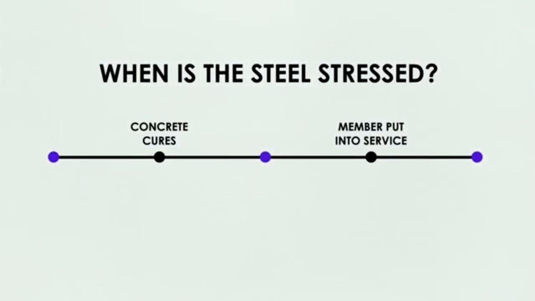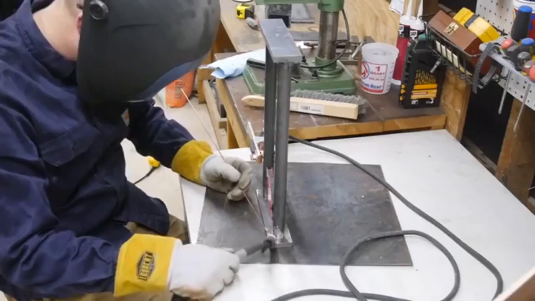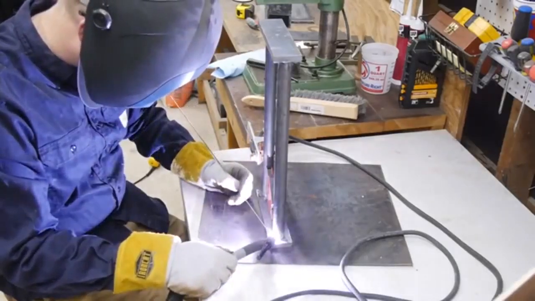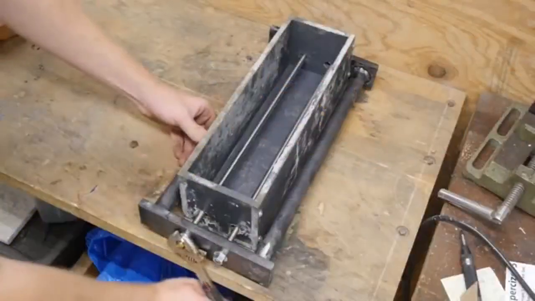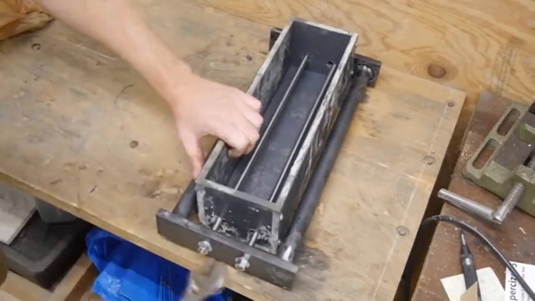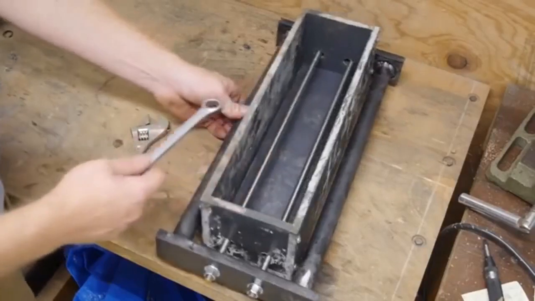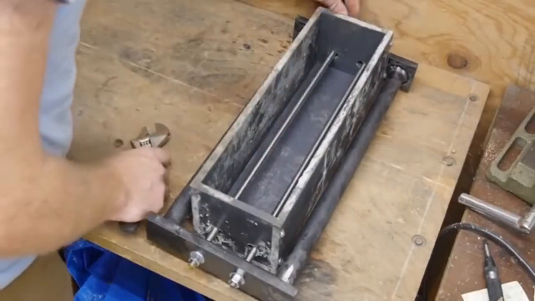It's pre-stressed because the steel is stressed before the member's put into service, but pre-tensioned because the steel is stressed before the concrete cures. To make this work, I had to build a little frame to go around my concrete beam. This frame will hold the steel in tension while the concrete cures. I installed threaded rods through the mold and frame, and then tensioned these rods by tightening the nuts. I tried to use the pitch of the ringing to get them at around the same tension, and you can see how much my frame is flexing from the force in these steel rods.